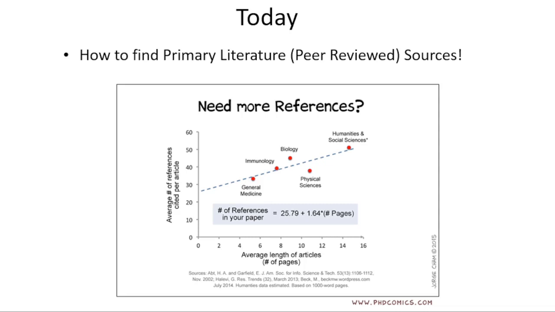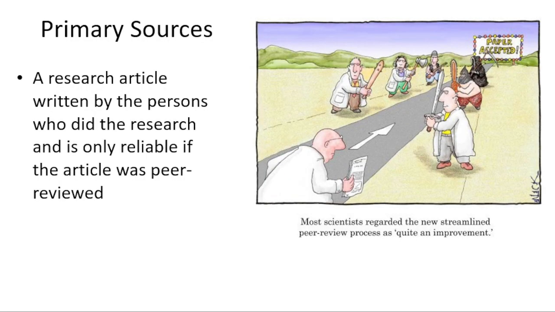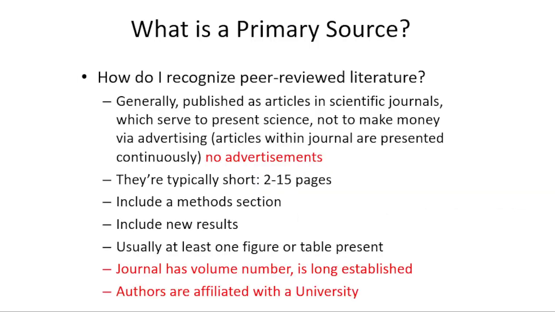So I'm sure all of you have written essays before, but I'm not sure how many of you have written scientific essays before. So today we'll be going over how to find peer-reviewed primary literature sources. Primary sources are a research article written by a person who did the research and is only reliable if the article was peer-reviewed. So a peer review process is sending in your article to other colleagues in the field where they'll take it apart and make sure everything is factual so that everything published, hopefully, is true and sourced, peer reviewed.